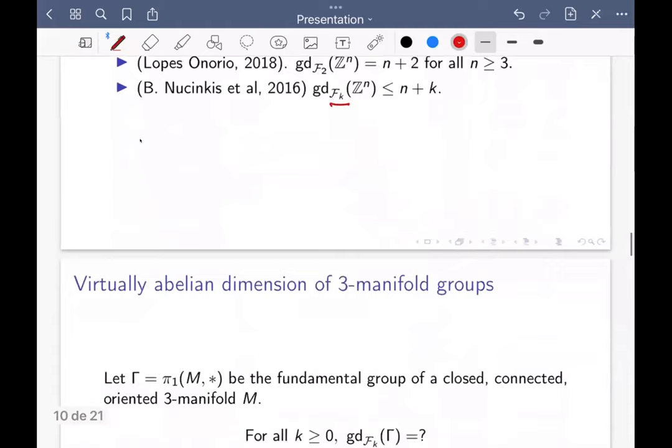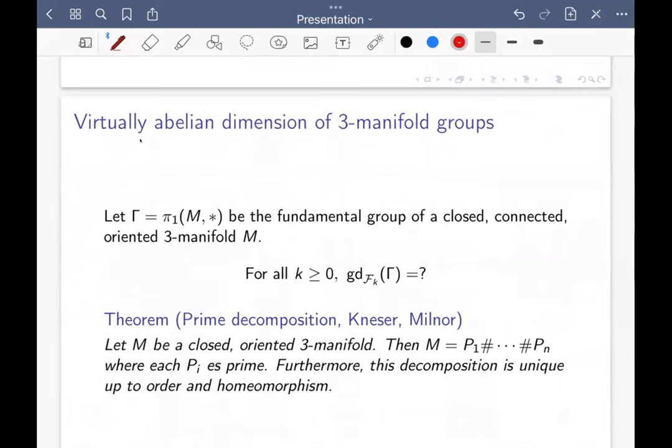So the main question in my PhD is the following. If you have Gamma, the fundamental group of a closed, connected, oriented three-manifold M, what is the geometric dimension with respect to this family?